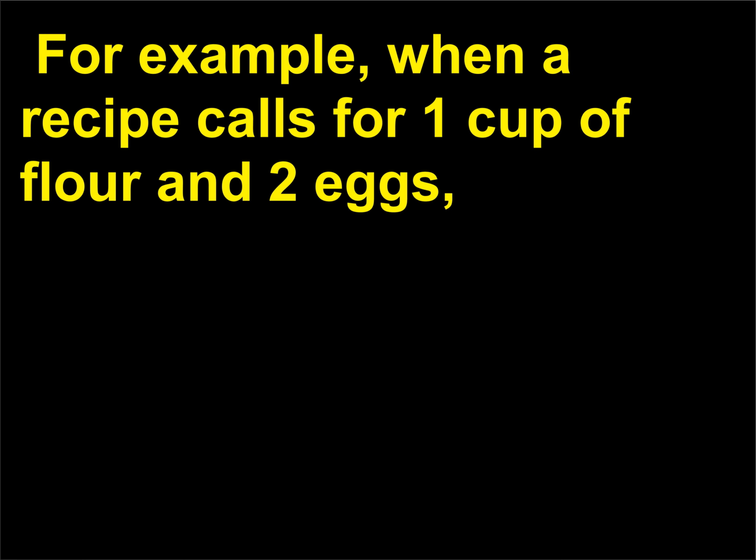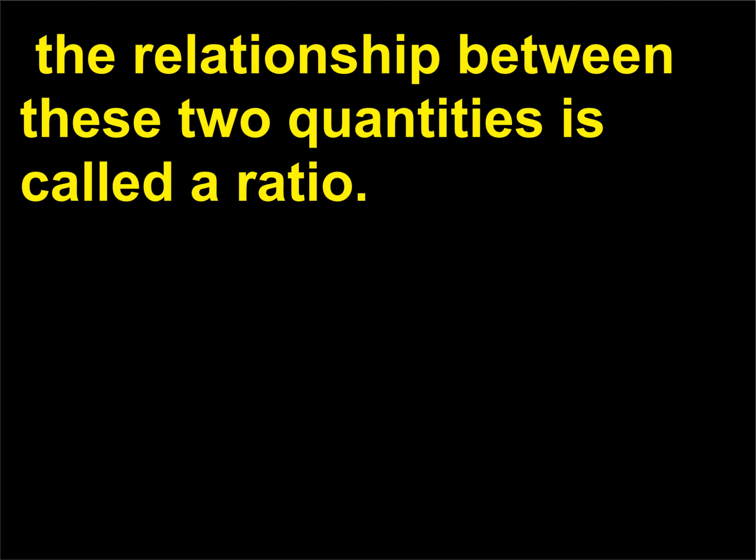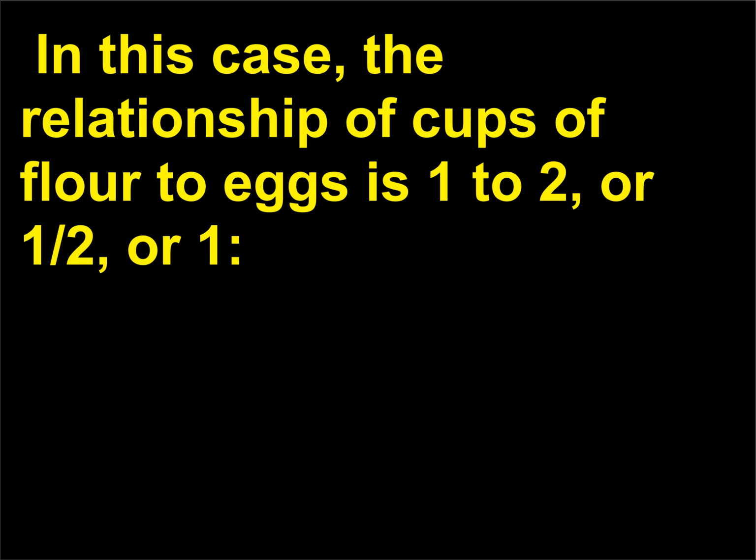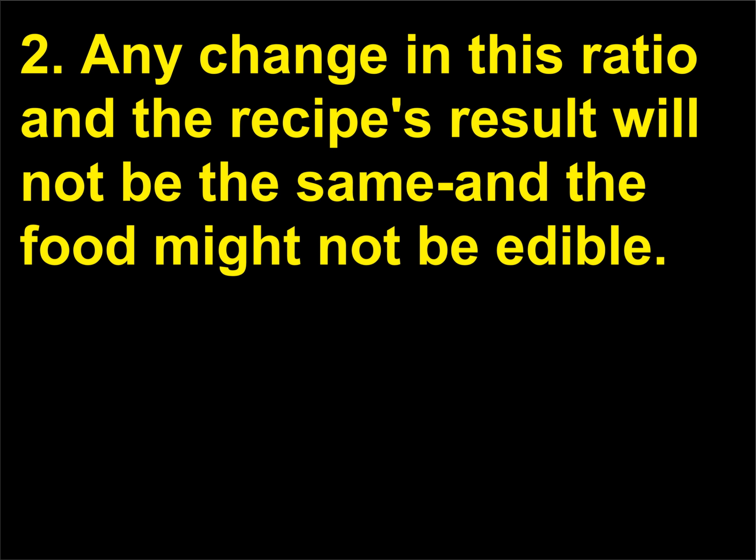For example, when a recipe calls for 1 cup of flour and 2 eggs, the relationship between these two quantities is called a ratio. In this case, the relationship of cups of flour to eggs is 1 to 2, or 1/2. Any change in this ratio and the recipe's result will not be the same, and the food might not be edible.